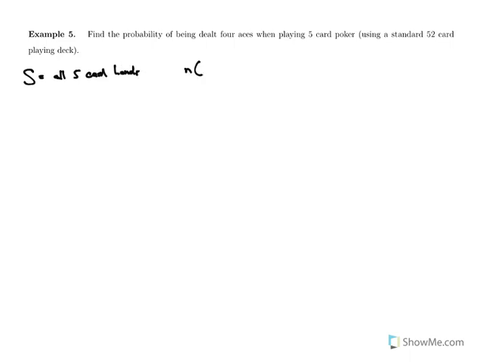And the size of that sample space is going to be 52 total cards. We're going to choose 5 of them. Note that the order does not matter here, because we can just change the order of our cards in our hand. Doesn't matter what order they're in. So 52 choose 5 is the size of our sample space.